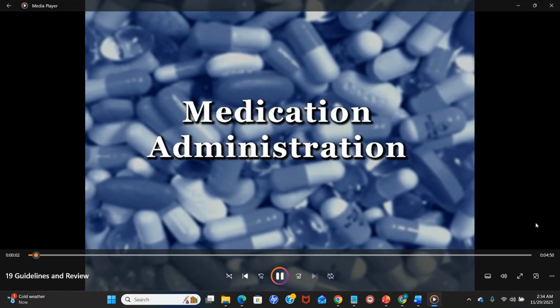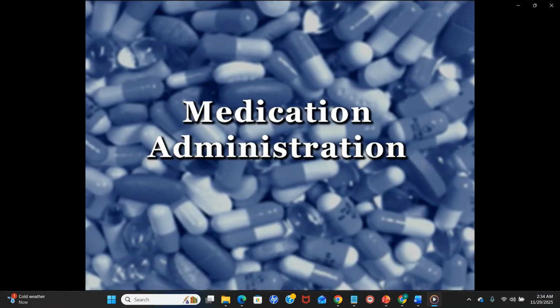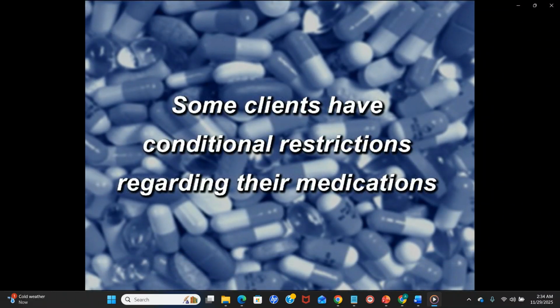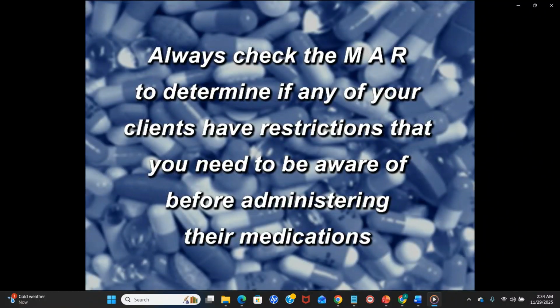These are additional medication administration guidelines that medication aides should know and follow. Some clients have conditional restrictions regarding their medications. For example, certain medications may not be given if the client's blood pressure or pulse is too low. Always check the MAR to determine if any of your clients have restrictions that you need to be aware of before administering their medications. Your agency will direct you on how to handle these situations.